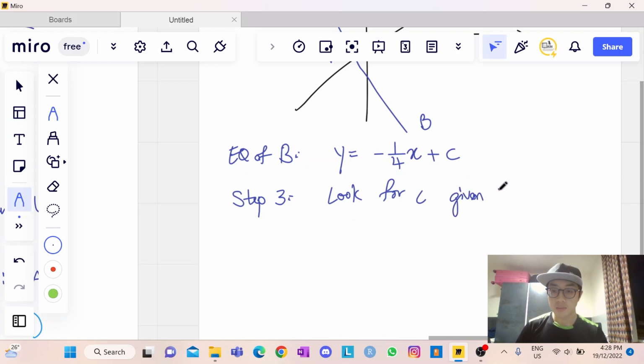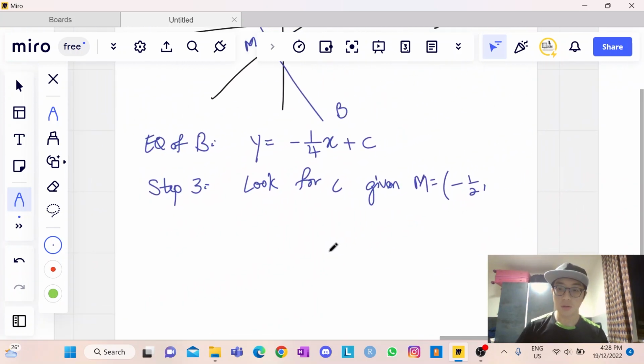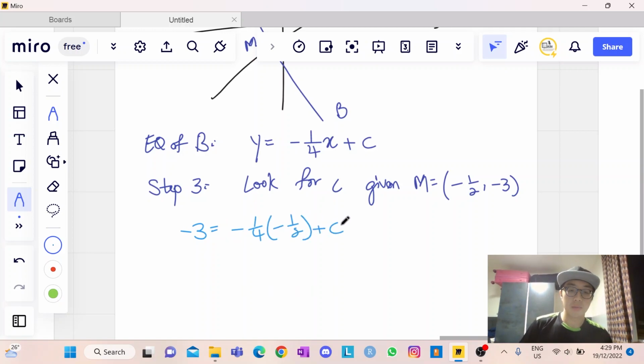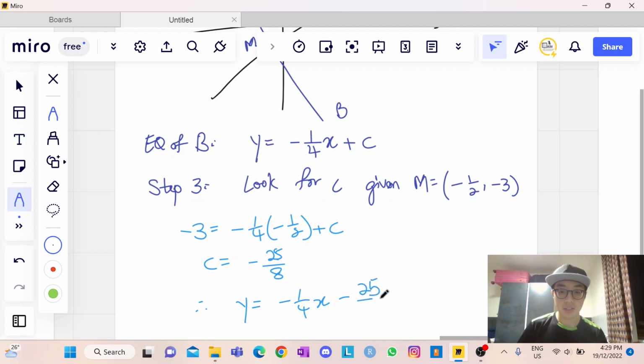Given midpoint is -1/2 and -3, just substitute these two values into it. You get -3 is equal to -1/4 multiplied by -1/2 plus c. Therefore, I'm just going to press the calculator for this, -3 minus 1 divided by 8, you will get -25/8. Therefore you will get your final answer as y equals mx plus c.